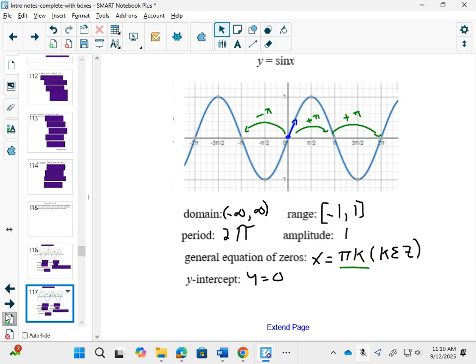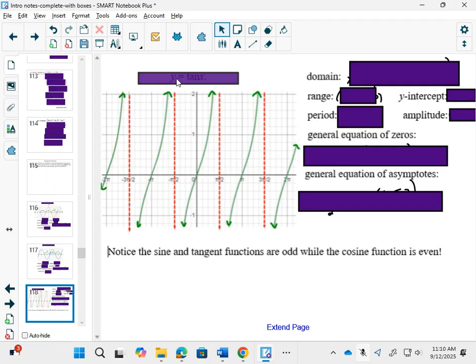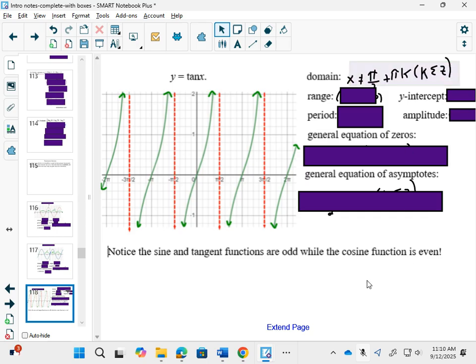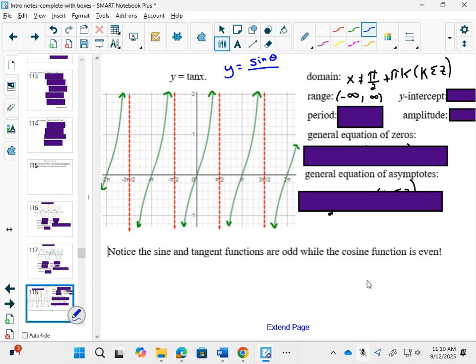And then finally, our tan graph. It has an awkward domain. And our domain for our tan graph is that x can't equal pi over 2. Range is everything. X can't equal pi over 2 plus pi k. And you notice that those are the zeros of cos because you might remember the identity. Well, here, I'll write it this way instead. You might remember the identity that tan of theta is sine of theta over cos of theta.